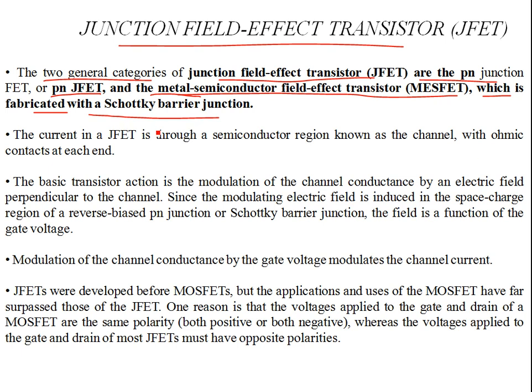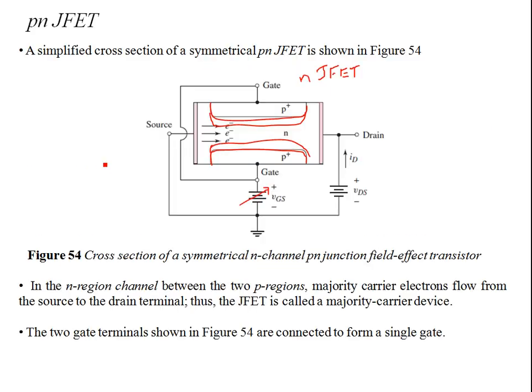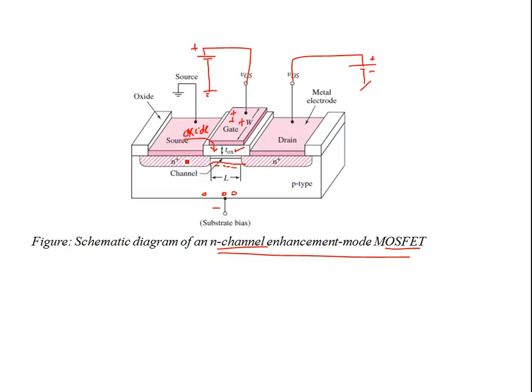As compared to JFETs, the current in a JFET is through the semiconductor region. It is known as a channel with ohmic contacts at each end. Now, if you look at this construction, you have the ohmic contacts. So again, you have gate, source, and drain, just like in a MOSFET. You have three terminals: source, drain, and gate.